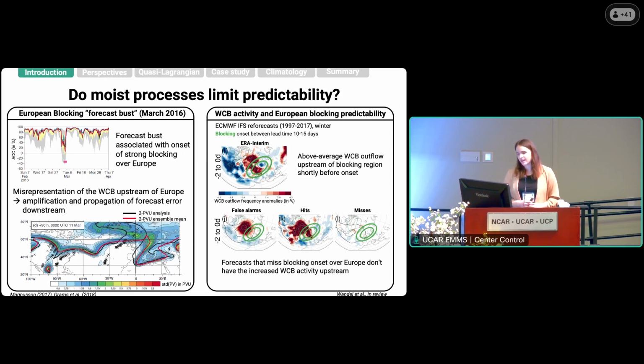And one thing I wanted to highlight here is when you look at the hits, you can see in these reddish colors, which show the frequency anomalies of warm conveyor belt outflow, that we have an above average warm conveyor belt outflow frequency upstream of the European blocking. But if you look at the part that shows the misses, you can see that this is completely missing. So forecasts that miss blocking onset over Europe don't have this increased warm conveyor belt activity upstream.